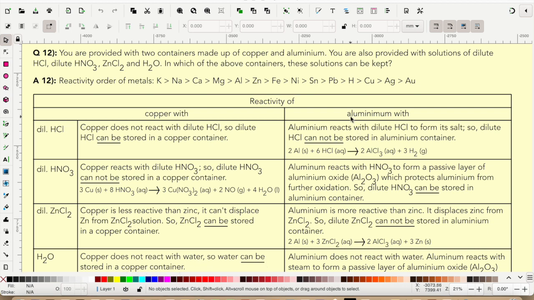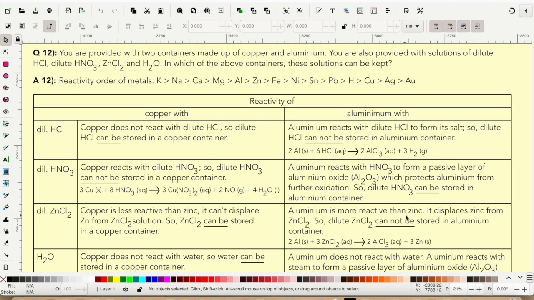Let us see the reactivity of aluminium with these compounds. Aluminium reacts with dilute hydrochloric acid to form its salt. So dilute HCl cannot be stored in an aluminium container. Reaction takes place like this. 2Al plus 6HCl makes 2AlCl3 plus 3H2. Aluminium reacts with HNO3 to form a passive layer of aluminium oxide, which protects aluminium from further oxidation, so dilute HNO3 can be stored in an aluminium container.